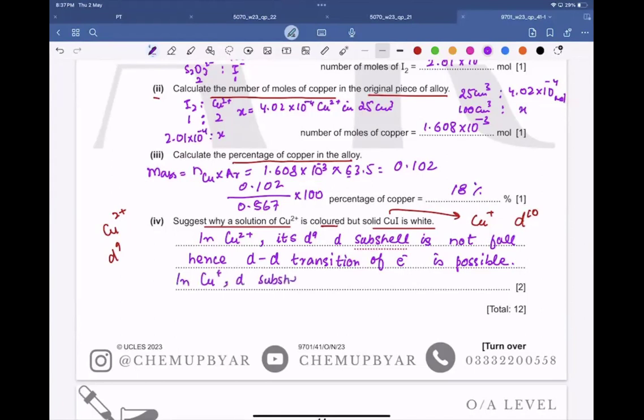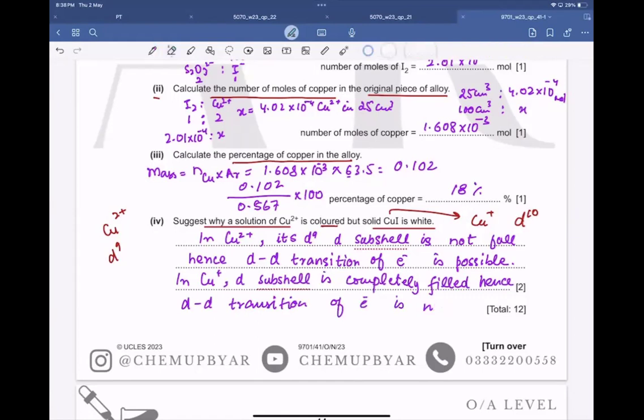So the d subshell is completely filled, hence d-d transition of electron is not possible. Is this understandable to all of you?